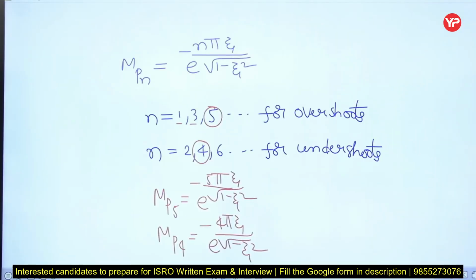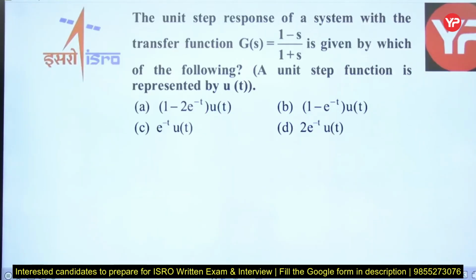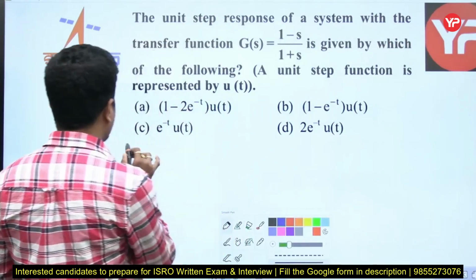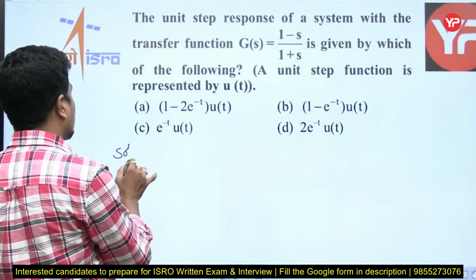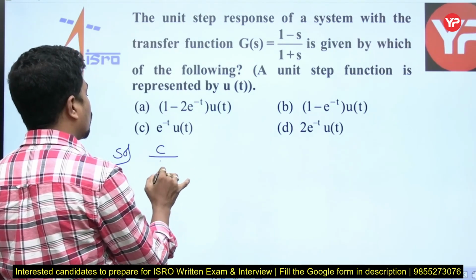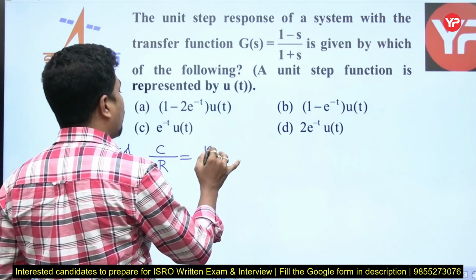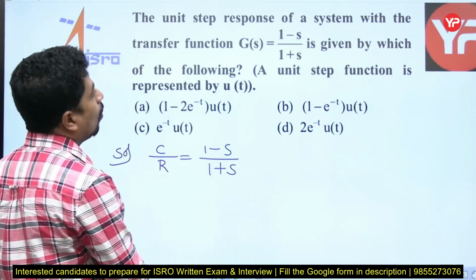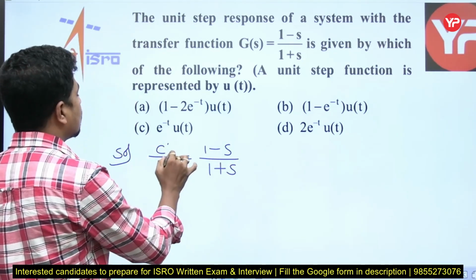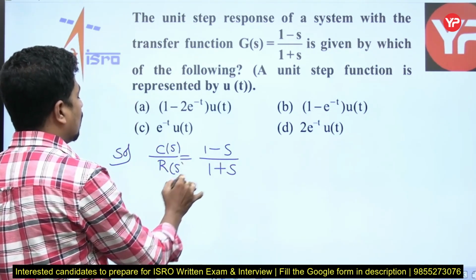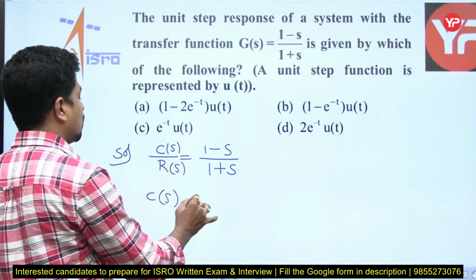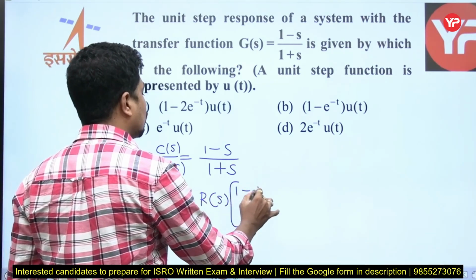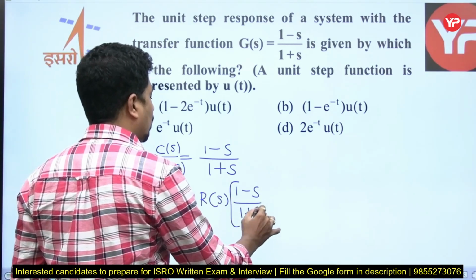Next, come to the next question please. He is saying the unit step response of a system for the transfer function. He has given a transfer function. What is the transfer function? Laplace of output by input is the transfer function. Now he is asking C of t. This is C of s. Now tell me what is C of s. C of s is equal to R of s into (1 minus s) by (1 plus s).